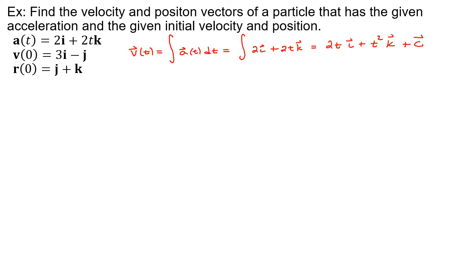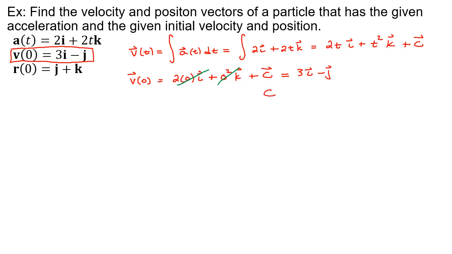I can find that constant vector because I know the v of 0 is 3i minus j. So if I put v of 0 in there, that would be 2 times 0 on the i, and 0 squared on the k, plus the constant vector has to be 3i minus j. Well, plugging those zeros in, that's just going to wipe all that stuff out. So I'll get that my constant vector was the 3i minus j.